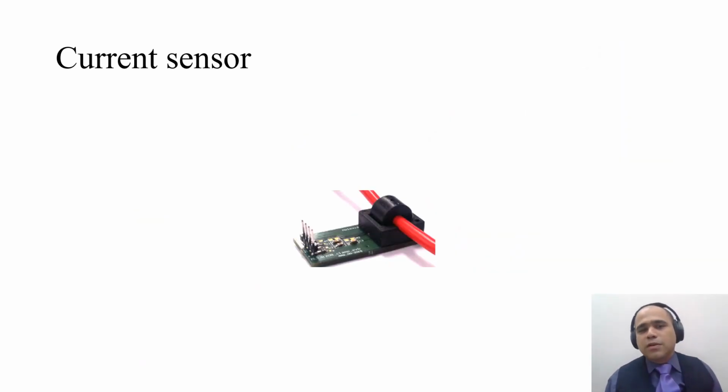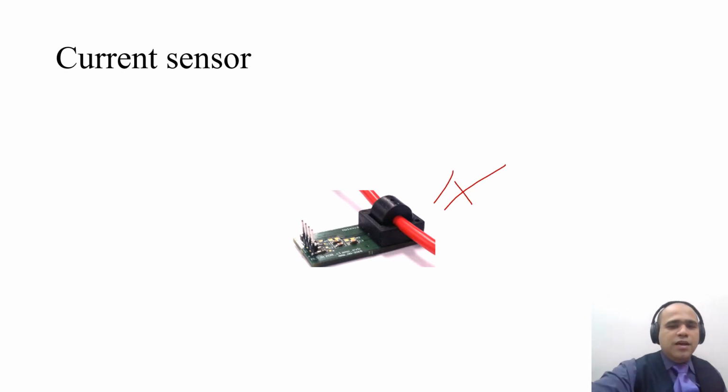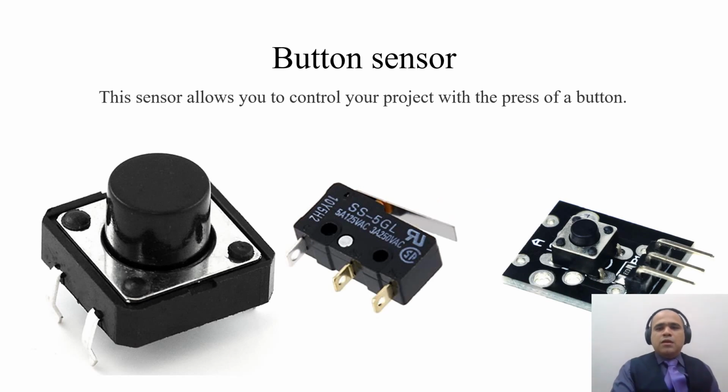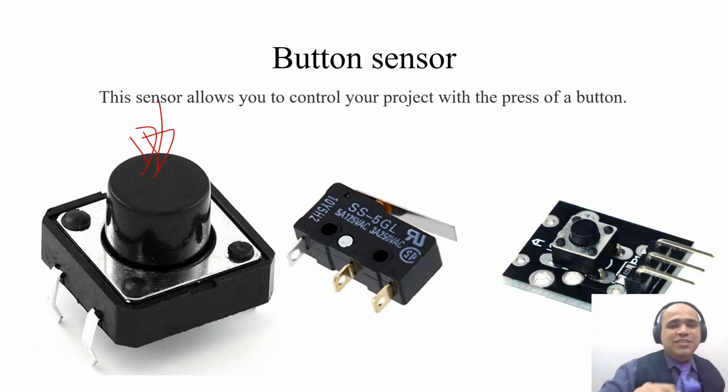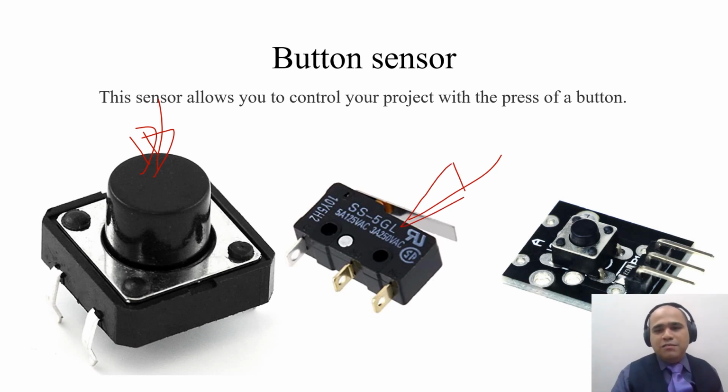So this is how typically a current sensor is mounted, and this wire carries more than 10 amperes. The last and the simplest sensor we have is a button. A button can be a sensor, because when you apply pressure to it, it changes. It's sometimes also used as a limit switch, and one of the most common applications of this button could be your keyboard also.